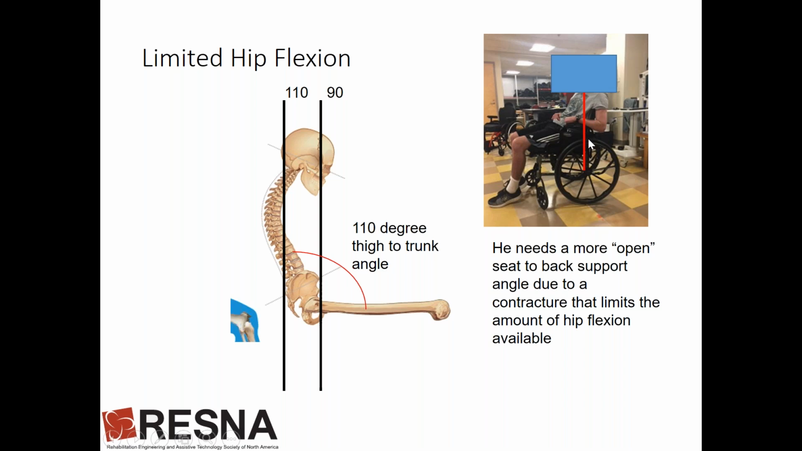And this guy here is the same way. He's really sacral sitting because he has really tight hip flexion. So he is fighting against that back, and that red line is a back at 90 degrees, and it needs to be open.